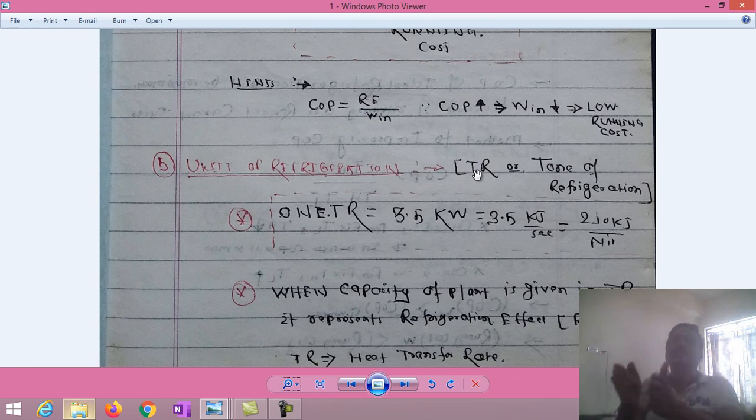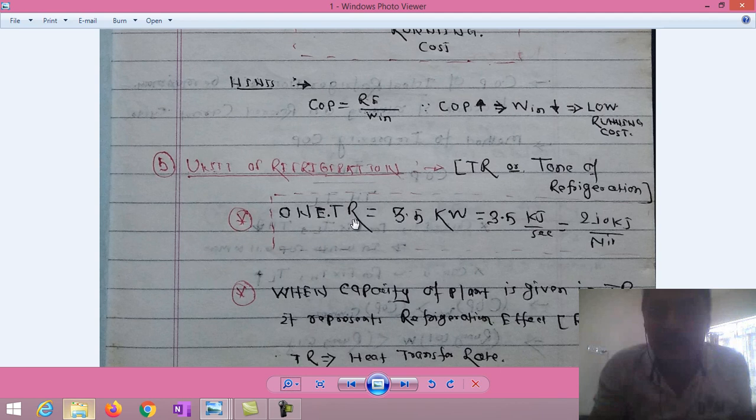For this, we have to suck 3.5 kilojoule of heat per second from 1 ton of water at 0 degree centigrade. If you suck 3.5 kilojoule of heat per second from 1 ton of water at 0 degree centigrade, it will convert into 1 ton of ice at 0 degree centigrade in 24 hours. So this is called 1 TR. What is 1 TR? 1 TR is equal to 3.5 kilowatt or 3.5 kilojoule per second. Converting to kilojoule per minute, this is 210 kilojoule per minute.